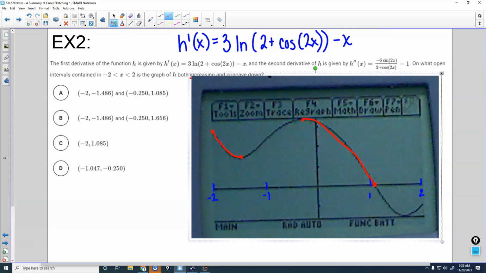You can find those points, but since this is multiple choice, unless it's really close, you're probably going to be able to figure it out just by looking. So right here, negative 2 to negative 1.486 looks about right. And then from negative 0.25 to 1.085 looks like A should be our answer here.